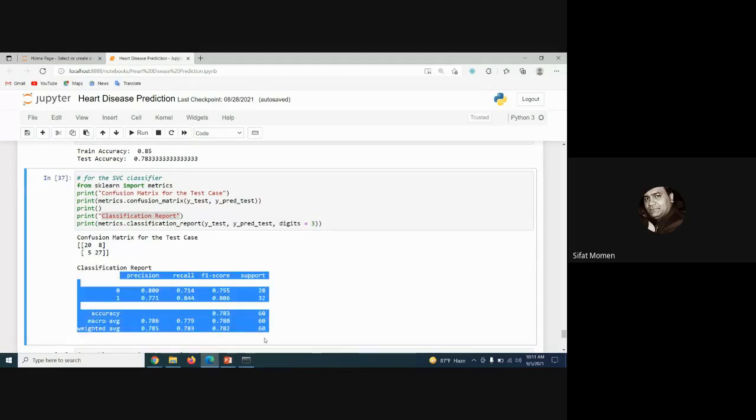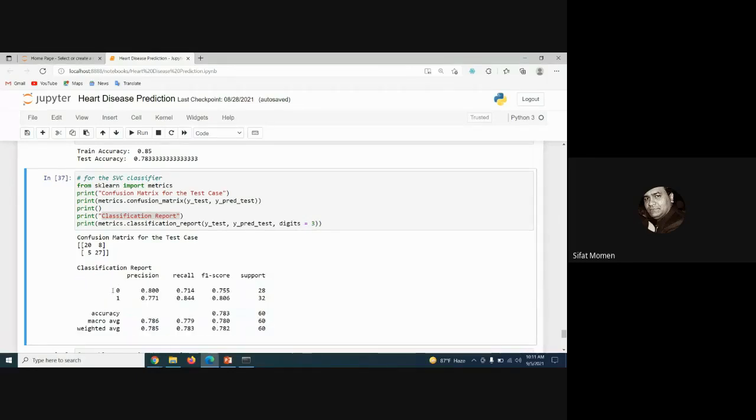If we run this one, the metrics classification report, it will create something like this. You can see precision is 0.8, recall is 0.714, F1 score is 0.755 for predicting the classes with the class value 0. For the class value 1, the precision was 0.771, recall was 0.844, F1 score is 0.806. You see the point? It also calculates the accuracy, which is 0.783, and it matches because we found that the accuracy for the test case was 0.783.